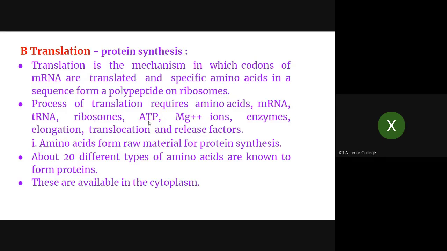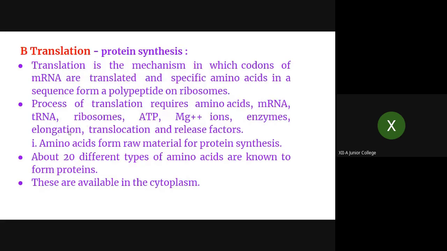Then ATP. Why is ATP required? Because as you know, for any process energy is required, and this energy is taken in the form of ATP. So these amino acids are to be activated, and for that this ATP is required. Then Mg ions. Why are they required? Because they help the two subunits of ribosomes to come close to each other during protein synthesis. Then enzymes, different types of enzymes are required. As and when the name of an enzyme comes, I'll tell you its role.